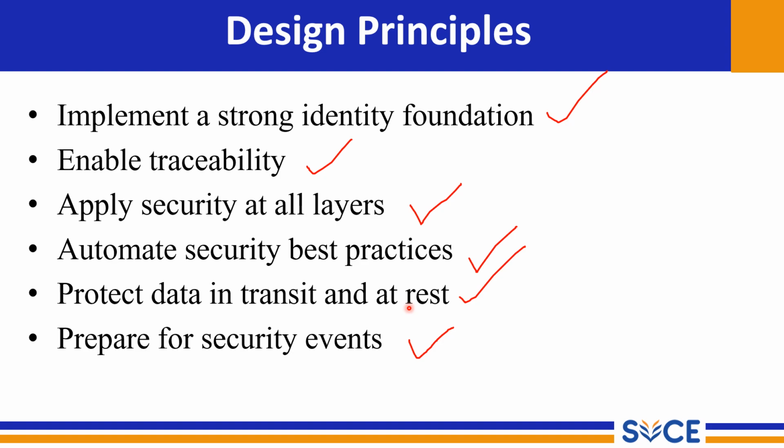And the next one is protect data in transit and at rest. We can classify data into sensitivity levels and use mechanisms such as encryption and tokenization where appropriate. Reduce or eliminate direct human access to data to reduce the risk of loss or modification.